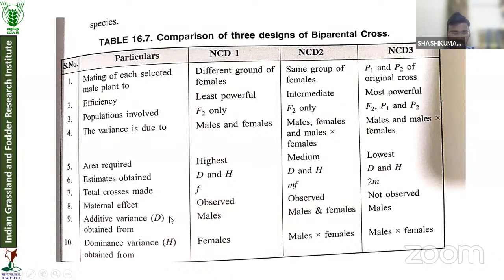So maternal effect will be observed here. Here also it is observed. Here it is not observed, because the P1 and P2 parents are used. Here maternal effect is not observed. Additive variance is obtained from the males. Here it is from male into females and males. Dominance variance is obtained from the females in NCD1, and in NCD2 from male into female, and in NCD3 from male into female.